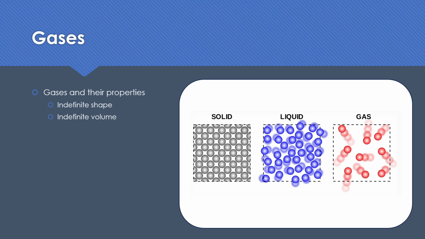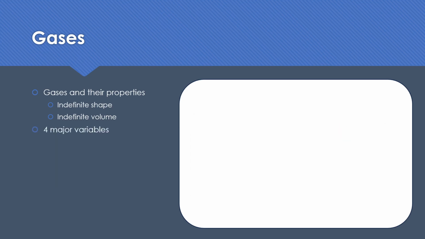Liquids: defined volume, but indefinite shape. So it takes the shape of the container, but it all sits at the bottom, right? Gas, on the other hand, takes the volume and shape of whatever container it's in, so it kind of floats around freely. And when we're talking about gases, there are four major variables we want to consider.